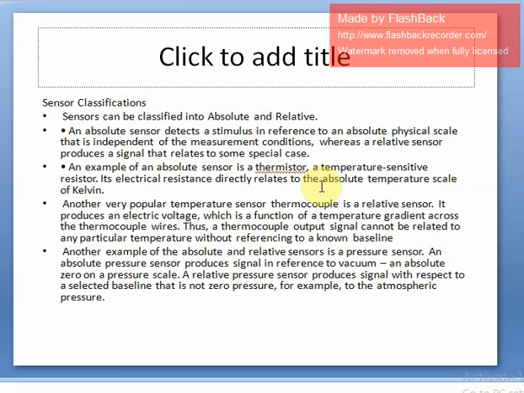Yeah, the example of an absolute sensor is a thermostat, right? And a temperature sensitive resistor. Its electrical resistance directly relates to the absolute temperature scale of Kelvin. If you take relative sensors, the example is atmospheric pressure, right? Have you understood the difference between absolute and relative sensors? If you have queries, please come to the discussion forum, or when we do the meeting, kindly ask some queries related to this, right?